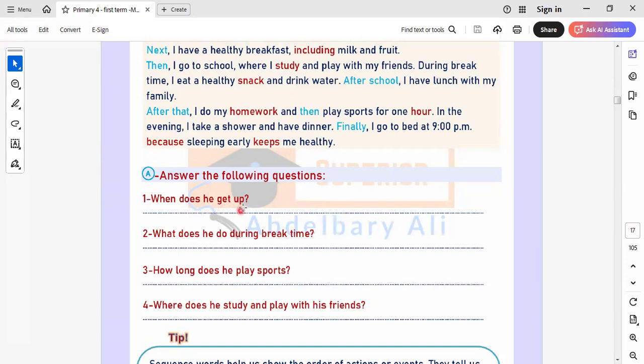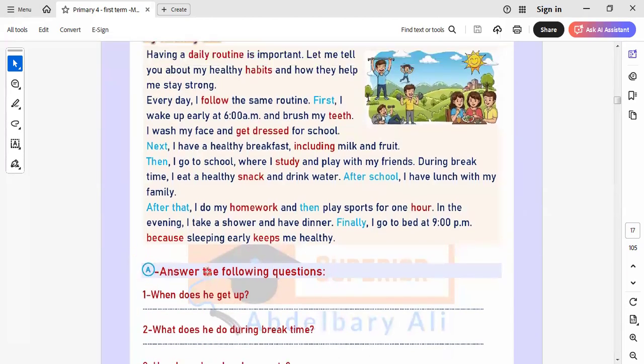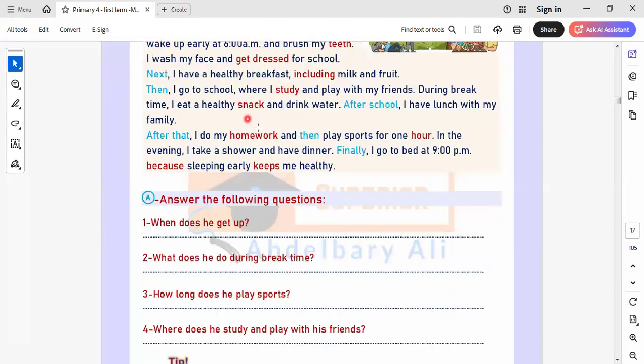When does he get up? So here, when we ask about it, what do I ask about? I ask about time. So here we'll say what? Wake up at what? He wakes up early at 6 o'clock.